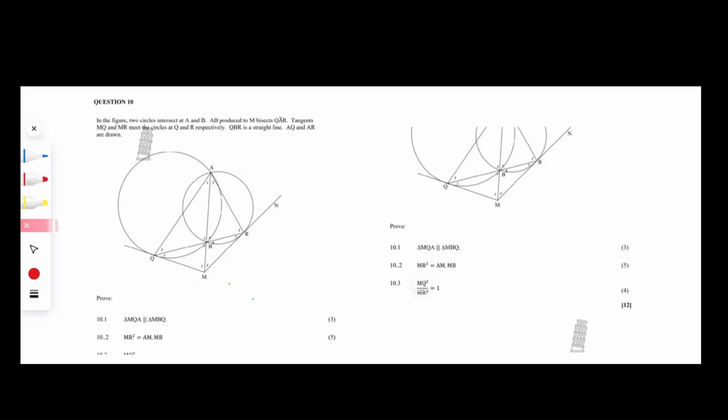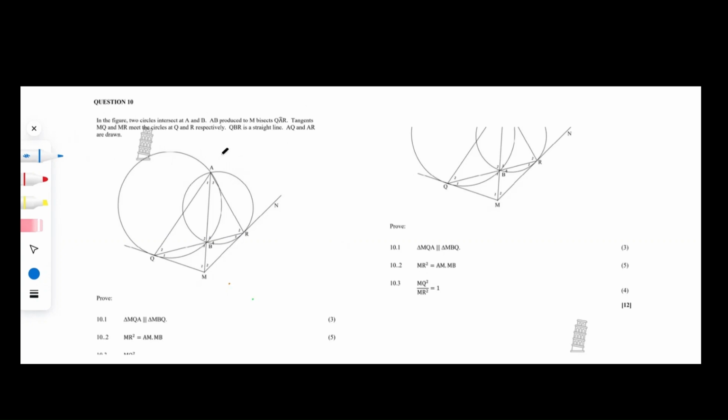Question 10. In the figure, two circles intersect at A and B. So we have AB produced to M bisect QAR, tangents MQ and MR meet the circles at Q and R respectively. QBR is a straight line, and then AQ and AR are drawn. Now, the very first thing is we obviously have to read the information in the segment above, okay?